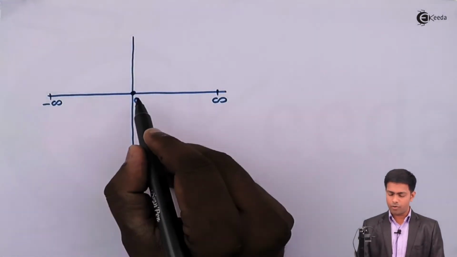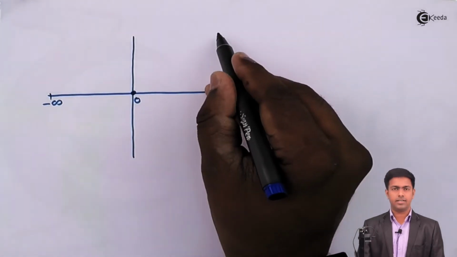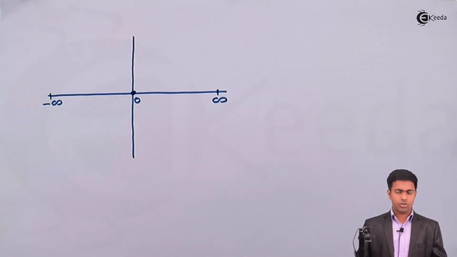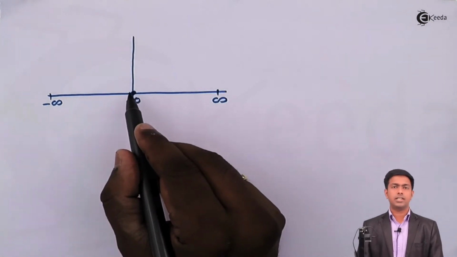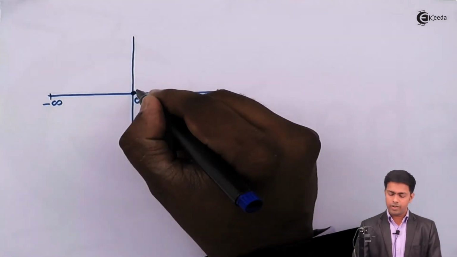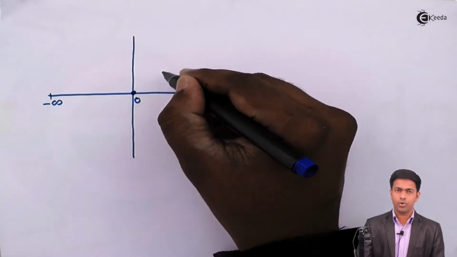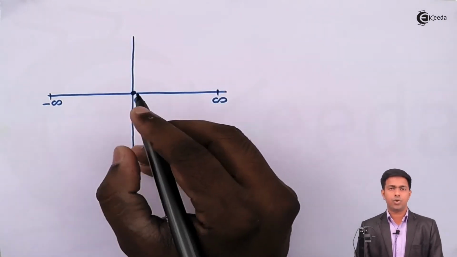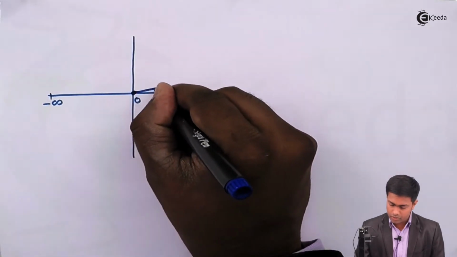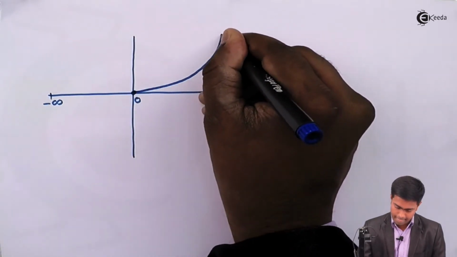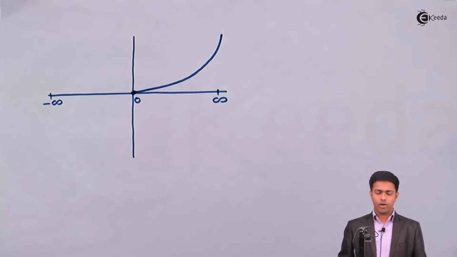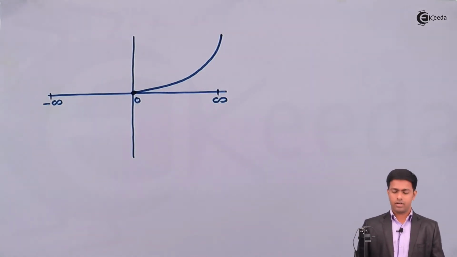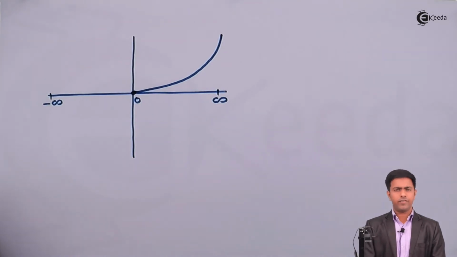Increasing means from 0 to infinity it will increase, and concave upwards. Also, it is said that the point of intersection is 0, 0. It means whenever it is increasing, this end we don't know, it will extend till infinity, but the other end will meet at 0, 0. So here our curve will look like this. So I got the nature of the curve between 0 and infinity.